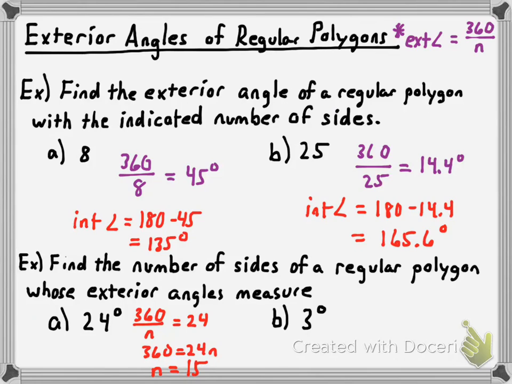All right, so a regular 15-gon would have 24-degree exterior angle measures. That's what I'm trying to say. There we go. Got it out.